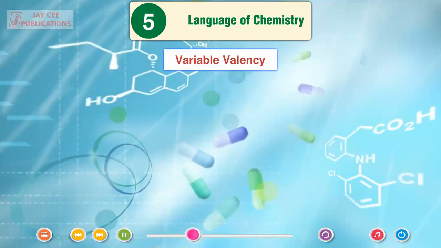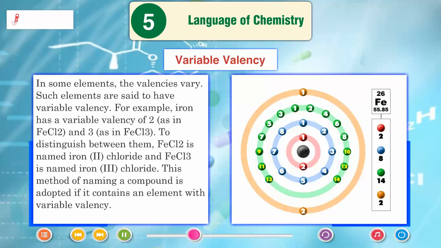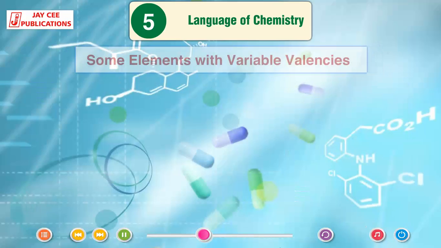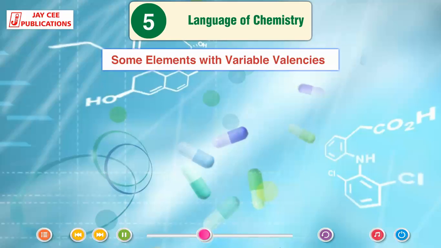Variable valency. In some elements, the valencies vary. Such elements are said to have variable valency. For example, iron has a variable valency of 2 as in FeCl2 and 3 as in FeCl3. To distinguish between them, FeCl2 is named iron(II) chloride and FeCl3 is named iron(III) chloride. This method of naming a compound is adopted if it contains an element with variable valency. Some elements with variable valencies.